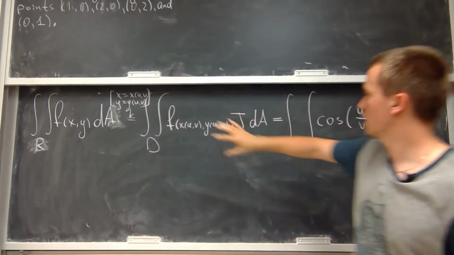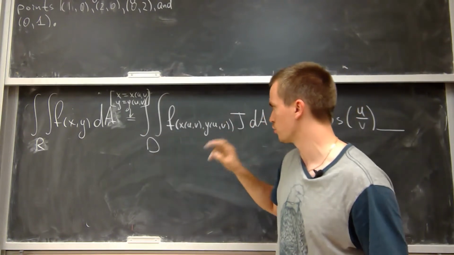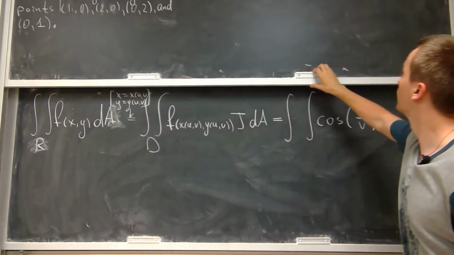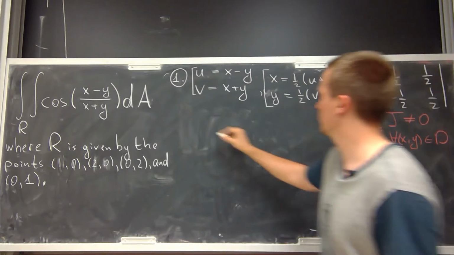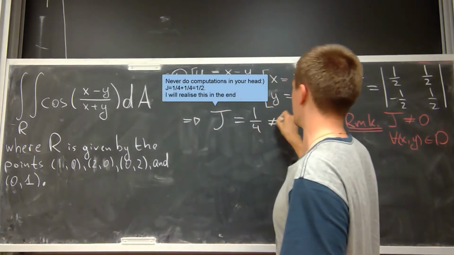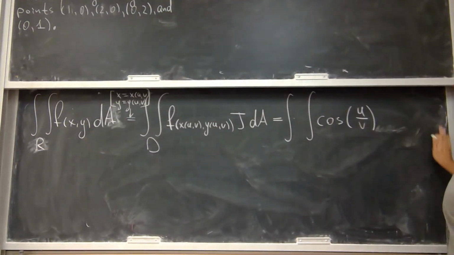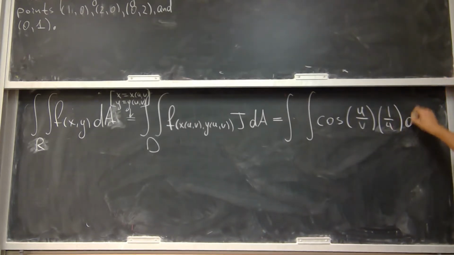So in other words, I want to make sure that when I have the Jacobian over my region D, which is kind of a new region, it's not 0, because otherwise the whole integral will be 0. But in this case, we can see that my Jacobian is equal to 1/4. Since it equals 1/4, it's not 0, so we are fine. So from here it follows that the Jacobian is equal to 1/4, which is not 0. Okay, then in this case I have just the integral of cosine of u over v, times 1/4, dA.